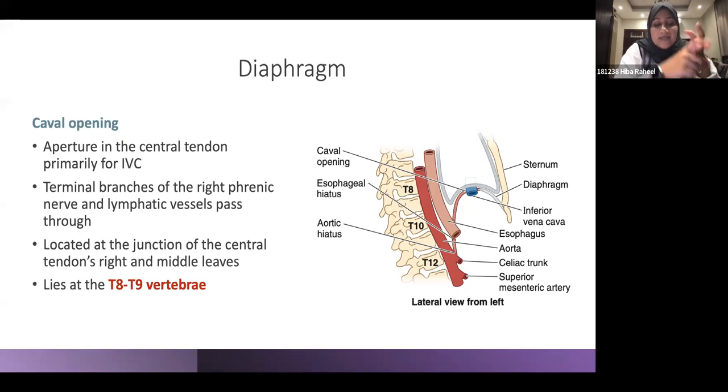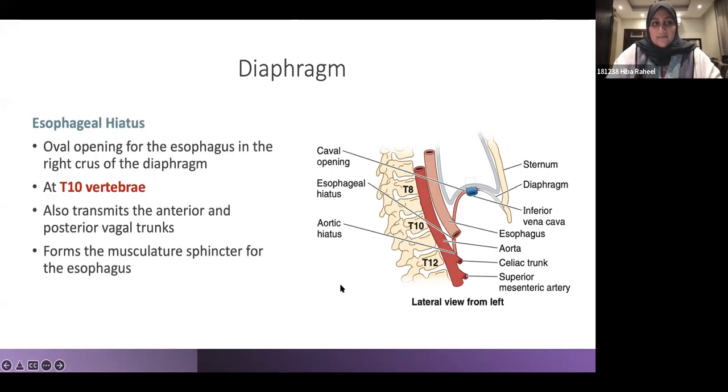And it's located in the central tendon, in the junction between the right and middle leaf of the central tendon. And what location is it at? T8 to T9. Very, very important, okay? Where is the opening present, and what are the contents? That's it. Very important for you guys to know, okay?